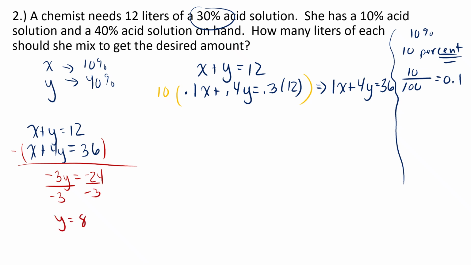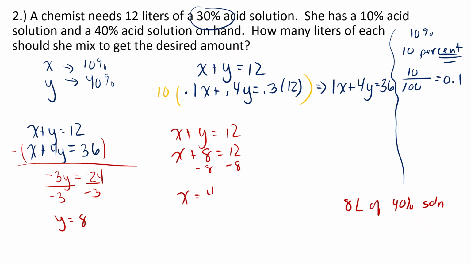So she needs 8 liters of y. What was y? y was the 40% solution. And then we know that x plus y is equal to 12. So x plus 8 is equal to 12. We subtract 8 and we get x is equal to 4. So she needs 4 liters of the 10% solution.